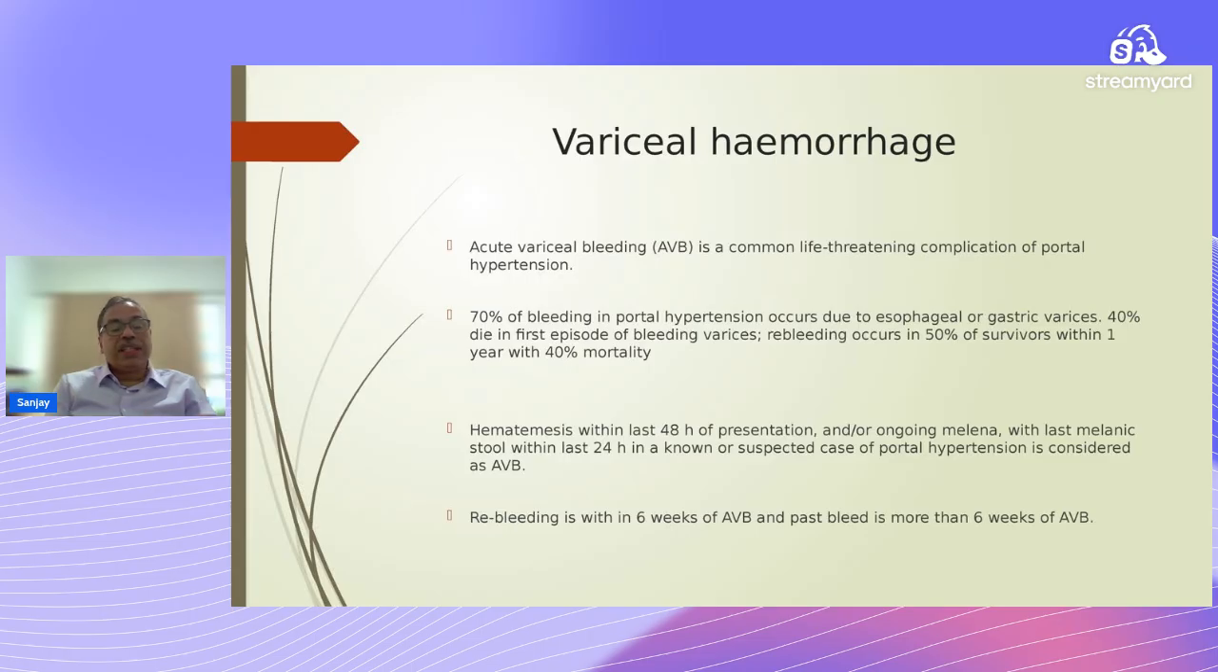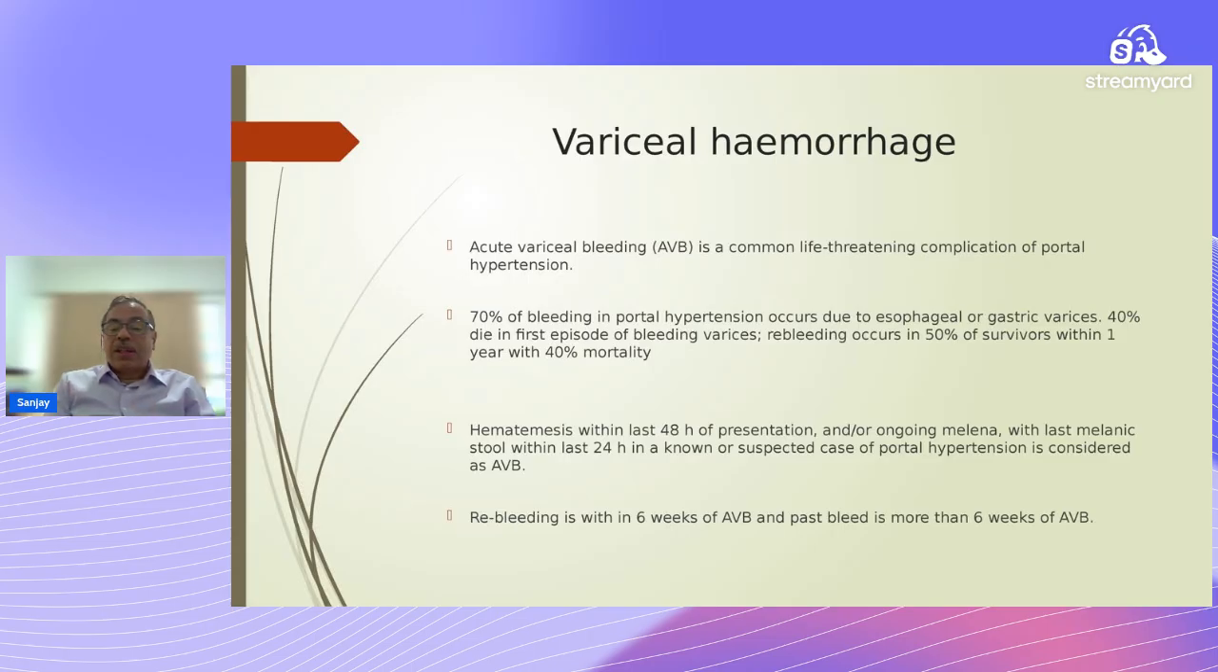As we have already seen, the mortality in esophageal varices or gastric varices is quite high. Rebleeding risk is also very high as compared to non-variceal hemorrhages, and rebleeding can occur in 50% of survivors within 1 year. And the rebleeding also carries a very significant risk of mortality, which is to the tune of almost 40%.